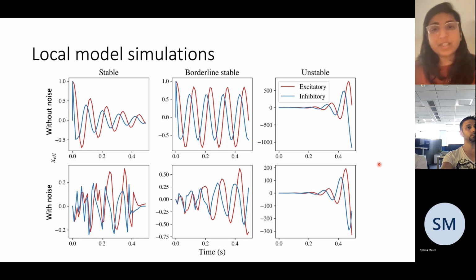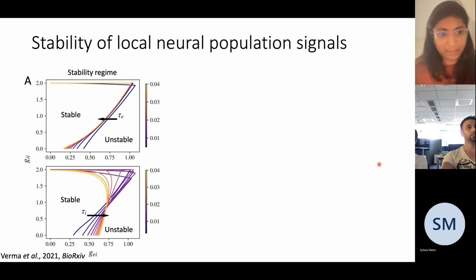Given that there are different regimes possible, the next question we asked was, can we obtain stability boundaries? So that's what we did. We did a stability analysis of our model equations to obtain borders of stability. This is a plot of GII versus GEI, the two gain terms. We see that depending on what the time constants are, we have a region where the system is stable and a region where it's unstable. And interestingly, we looked at how the frequency spectra looks just in the stable regime.